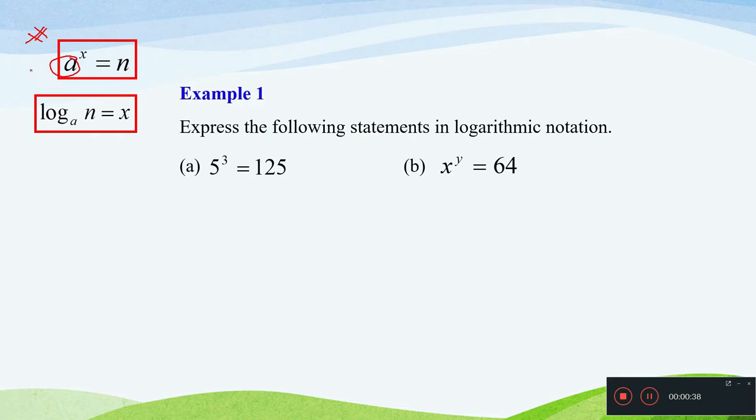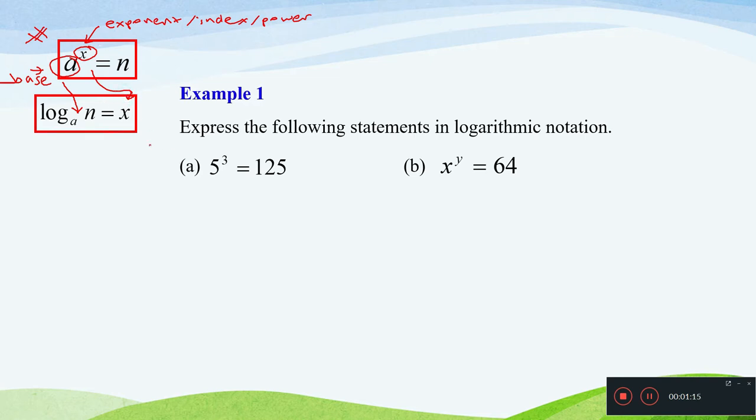This letter A is known as the base. This letter X is known as the exponent, or index, or also power. Okay, so if you want to change from index form to logarithm form, the base would be here and then the exponent will be here.